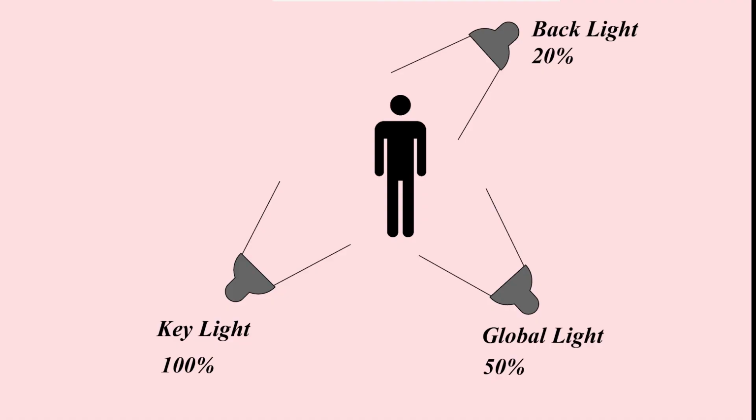For lighting, we mostly use a 3-point lighting system. In the 3-point lighting system, there are 3 main lights. Number 1, fill light. Number 2, key light. And number 3 is a backlight.